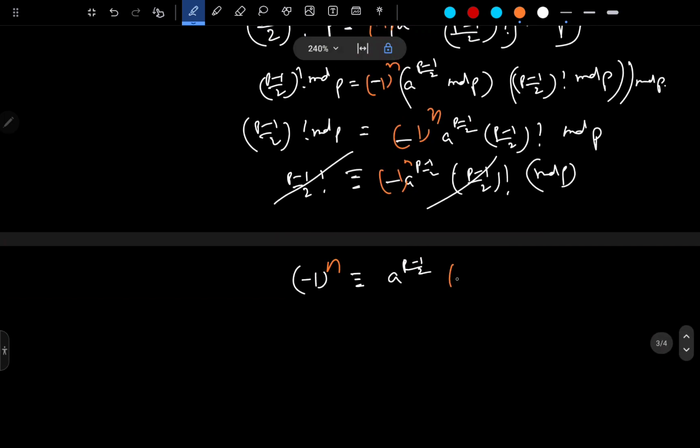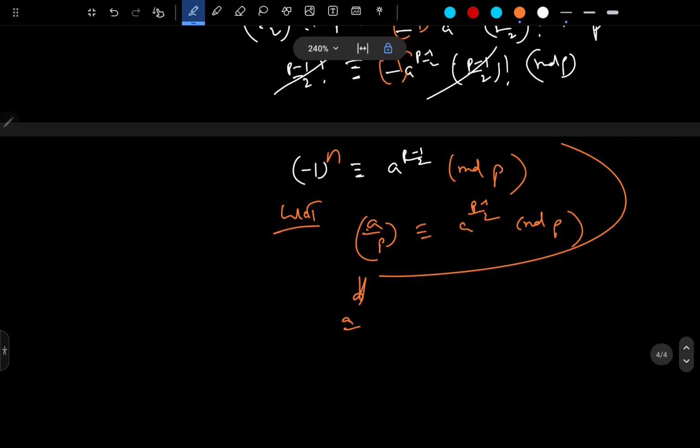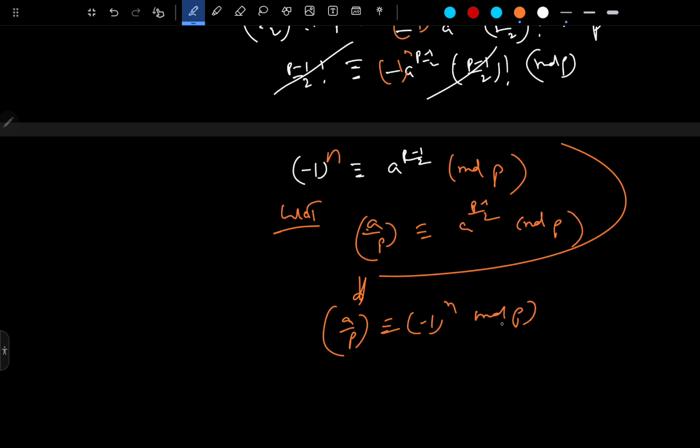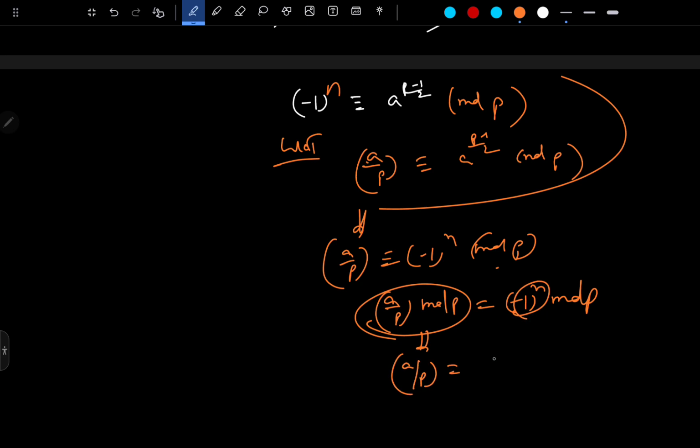So when I bring it as minus 1 whole power n mod p, we already know that (a/p) is congruent to a power (p minus 1)/2 mod p. So from both things, (a/p) is congruent to minus 1 whole power n mod p. So this can be written as (a/p) mod p equals minus 1 mod p. This value is always either plus 1 or minus 1. We have seen it. So I can write directly (a/p), and this value will be plus or minus 1. So this is our solution.